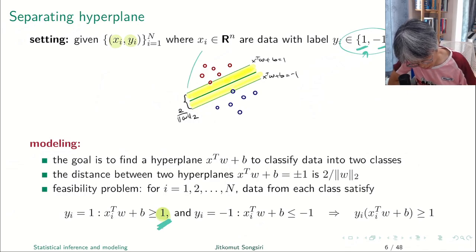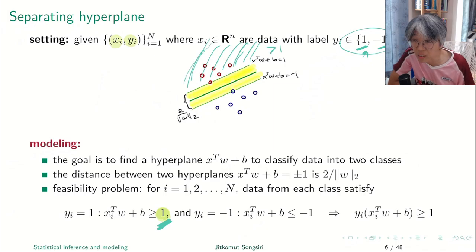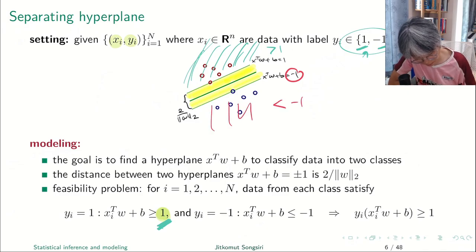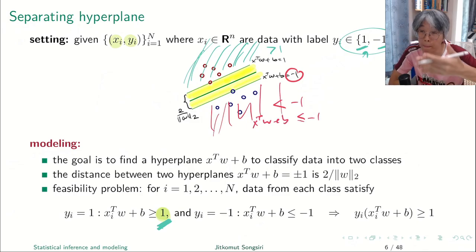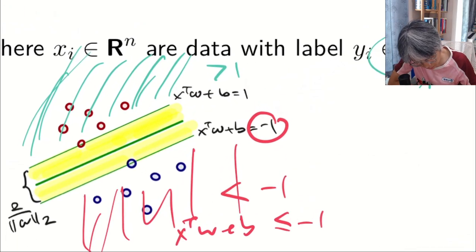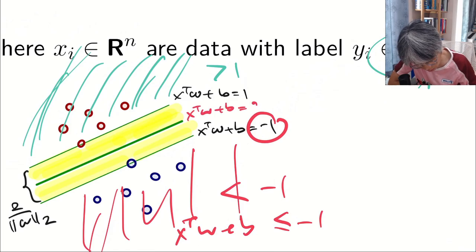So everything that is greater than one will be in these green half spaces, right? And if we just add the constant minus one here, everything that is less than minus one, what I mean is that X transpose W plus B less than minus one will lie below this hyperplane. All right, and the equation of the guy in the middle, the hyperplane, is this.